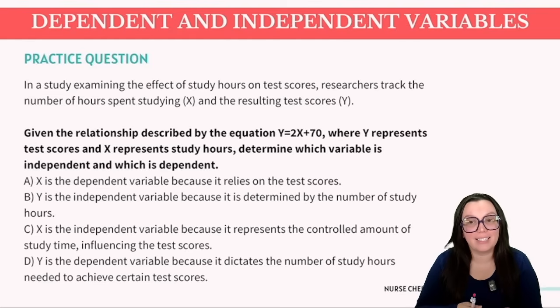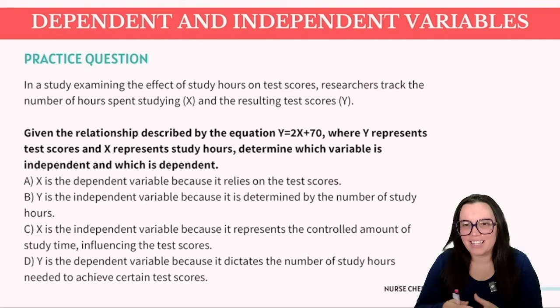In a study examining the effects of study hours on test scores, researchers tracked the number of hours spent studying, X, and the resulting testing scores, Y. Given the relationship described in the equation y equals 2x plus 70, where y represents the test scores and x represents study hours, determine which variable is independent and which is dependent.